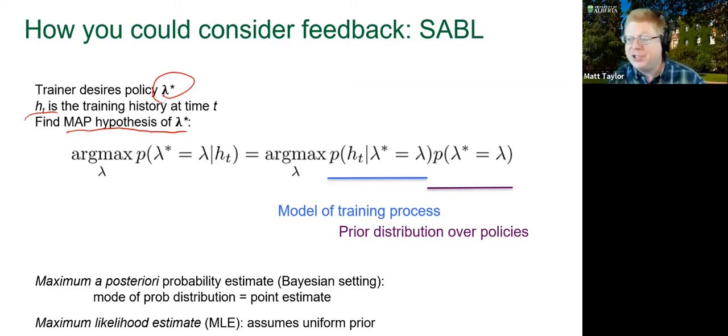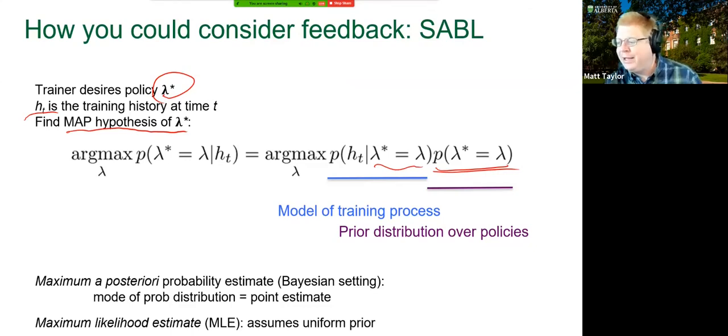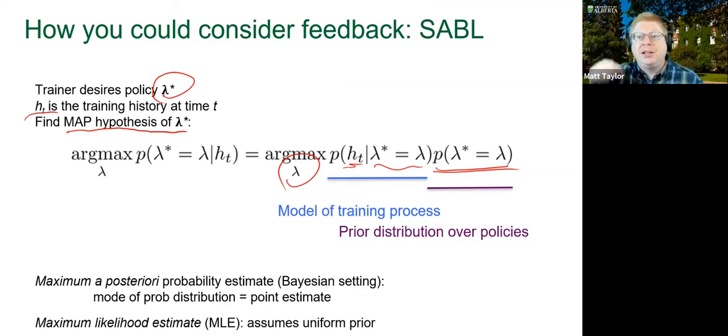So in this case, we're saying, I've got some prior distribution over policies. Maybe it's a well-informed distribution, maybe it's just a uniform distribution, but I've got this prior, and then I say, well, given that a particular policy was what the human wanted, how likely is it that I would generate the history I saw? So then I can go through and think about all the different policies the human could have. I'm going to identify the policy that, based on the prior over policies, is the one most likely to produce the history I actually saw. And then that lets us figure out what's the most likely.